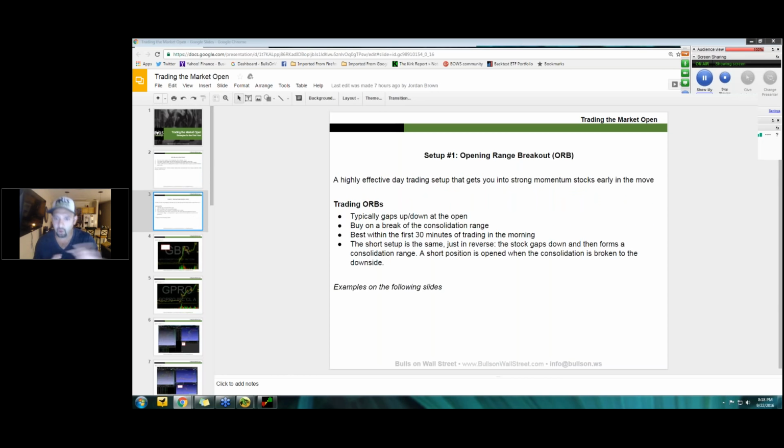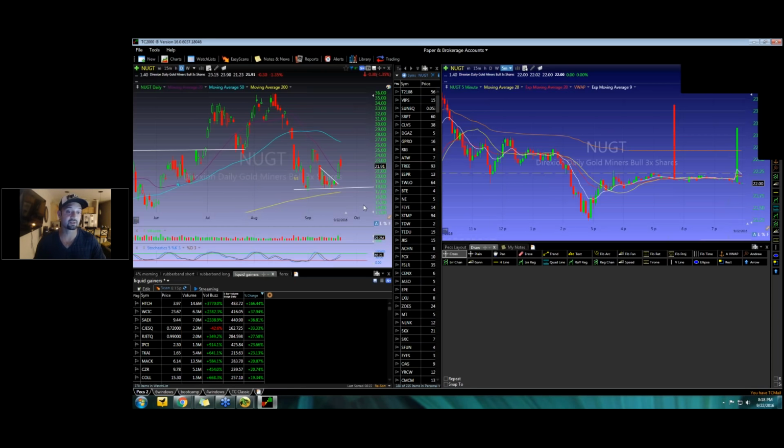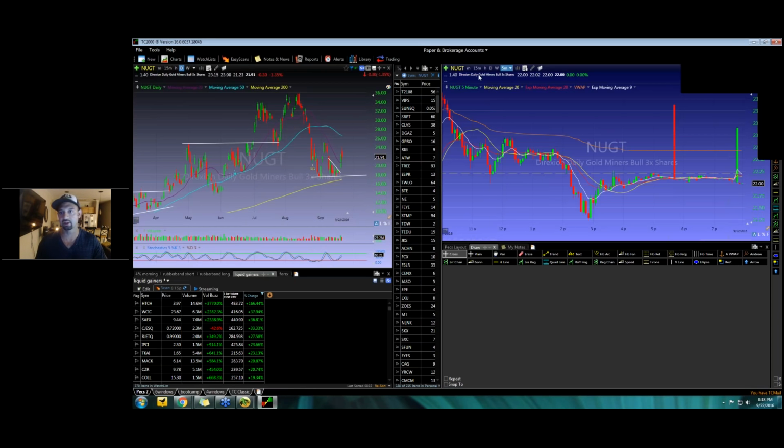So, before we get into ORBs and red to greens and all these types of charts, first let's talk about just ways to even set up charts, so that we're all looking at the same thing.